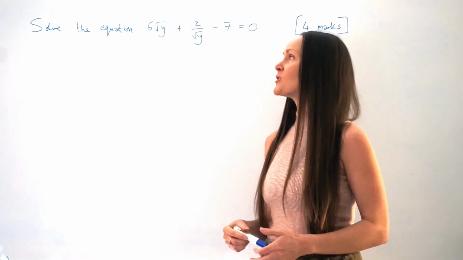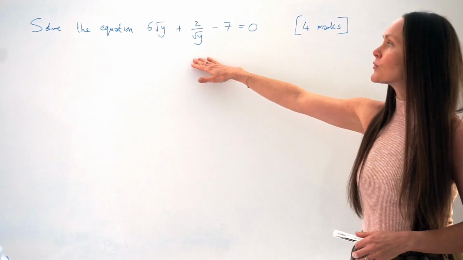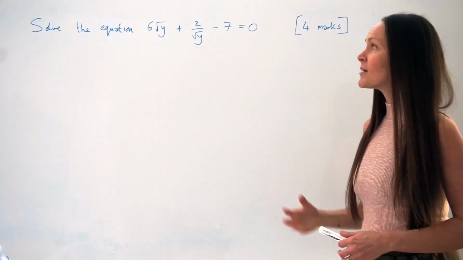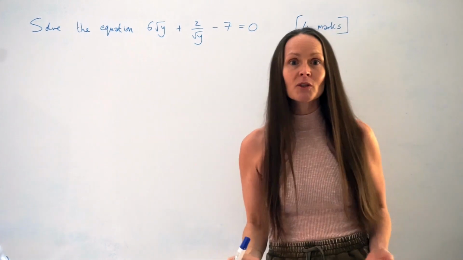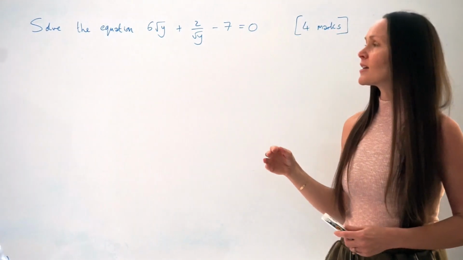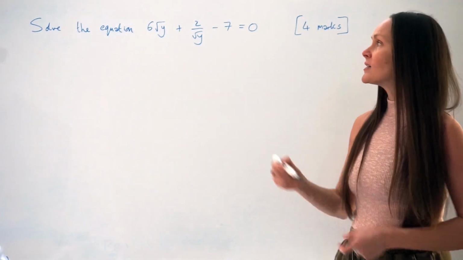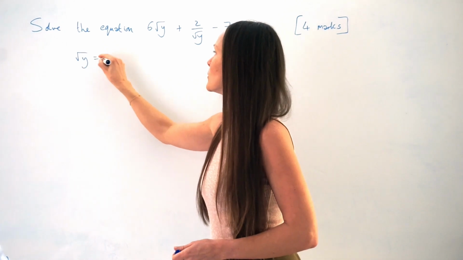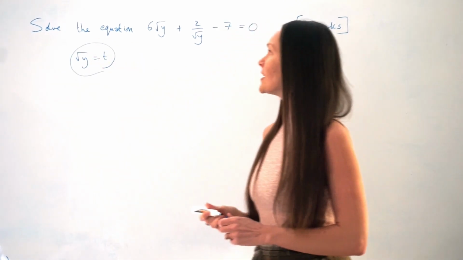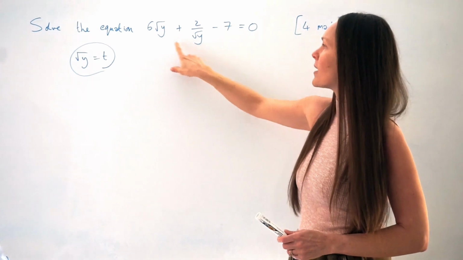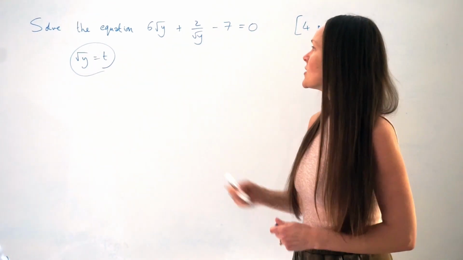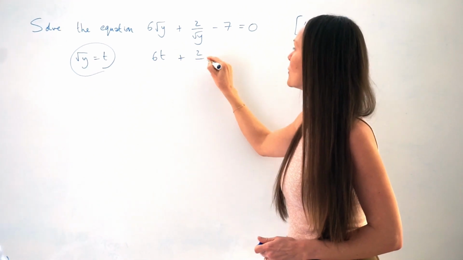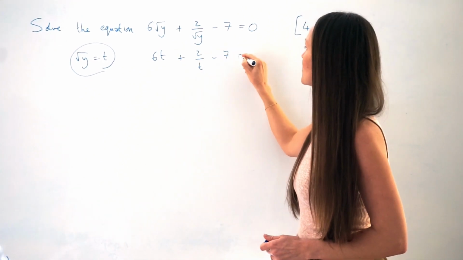In the first exam question, we have to solve the equation 6 root y plus 2 over root y minus 7 equals 0. So what I'm going to try and do is make a substitution so that I can rewrite this equation in a simpler looking way. The substitution I'm going to make is root y is equal to the letter t. So I'm going to replace both of these root y's with the letter t instead. If I do that, the equation will become 6t plus 2 over t minus 7 equals 0.